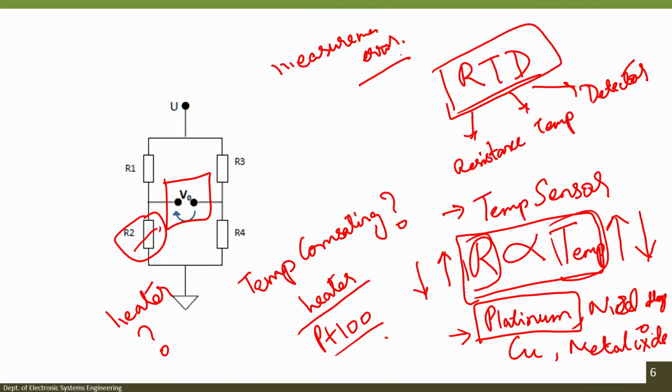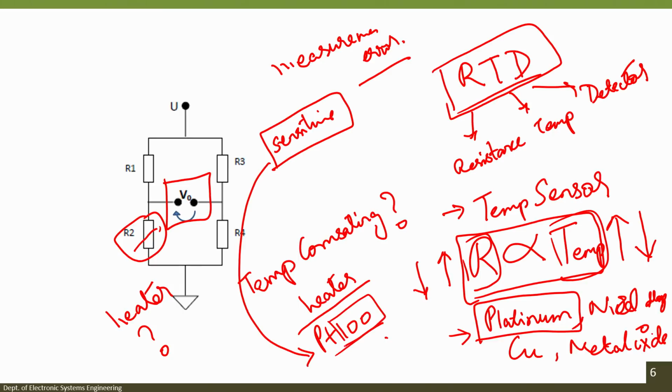So, we need a sensor which is highly sensitive to changes in temperature. And this becomes an important parameter for us to use PT100. A few advantages of using platinum, the PT100 here. When I am saying PT100, 100 here stands for 100 ohm resistance at 0 degree Celsius.